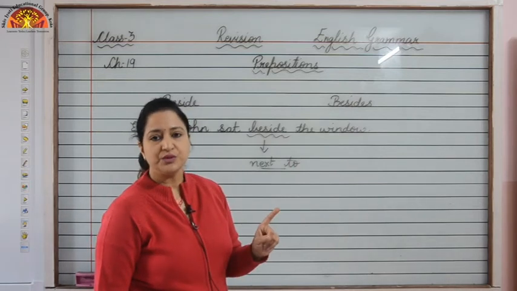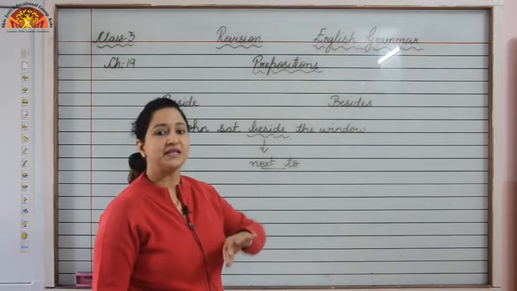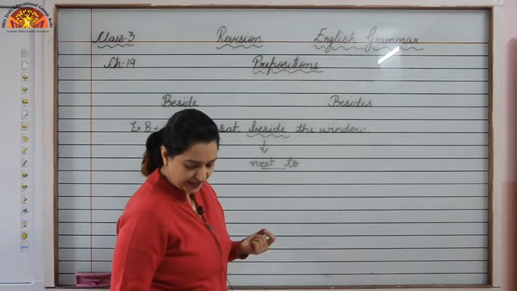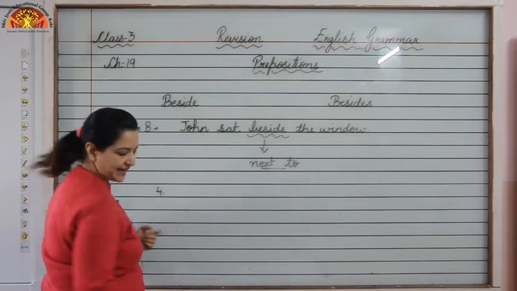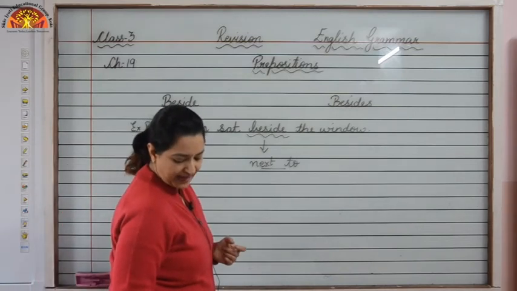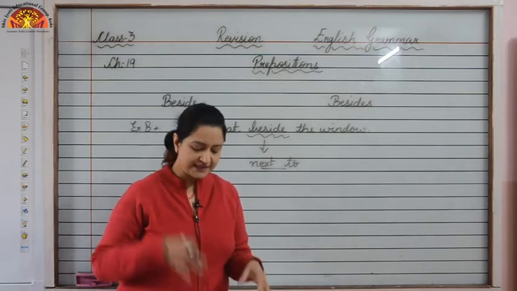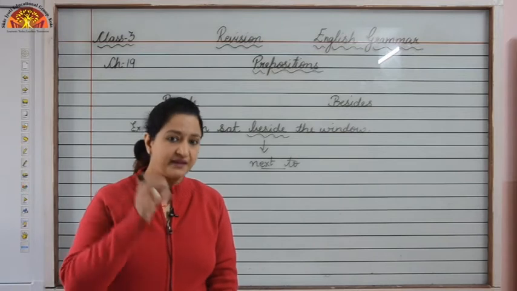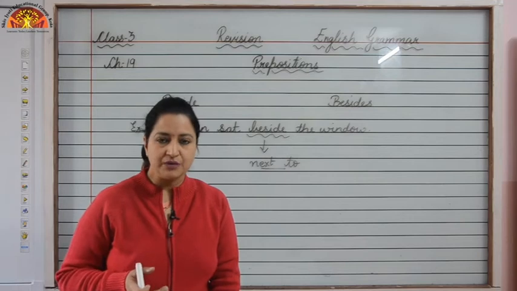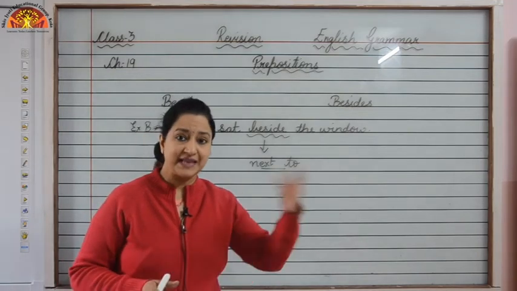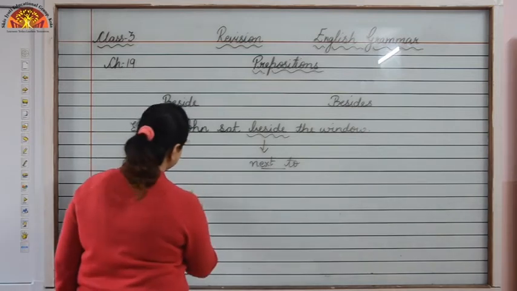So where do we use besides? We use besides when we are talking about something which is apart from. Let's take one example, number 4 of the same exercise: Dash repairing the tap, the plumber replaced the sink. Now in this sentence, besides repairing the tap, the plumber replaced the sink. The plumber came to our house, and he replaced the sink besides repairing the tap.